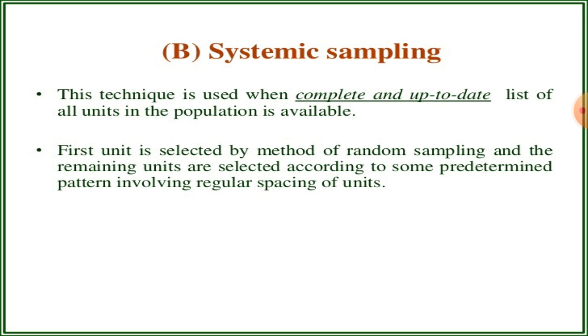This is the second sampling method, the systematic sampling. This technique is used when a complete and up-to-date list of all units in the population is available. The first unit is selected by the method of random sampling, and the remaining units are selected according to some predetermined pattern involving the regular spacing of the units.